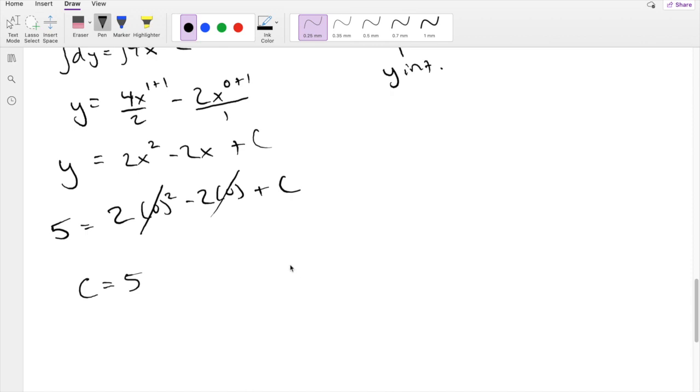Thus, our initial equation is y equals 2x squared minus 2x plus 5. This is the process of initial value.